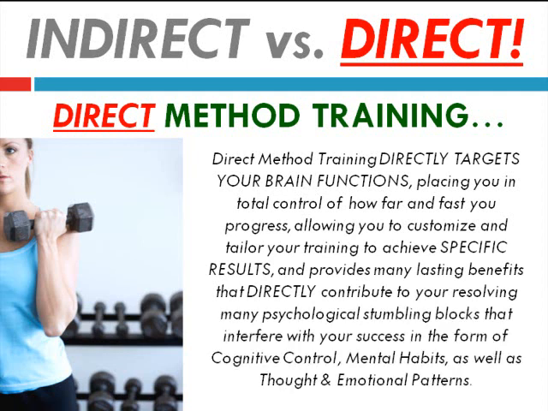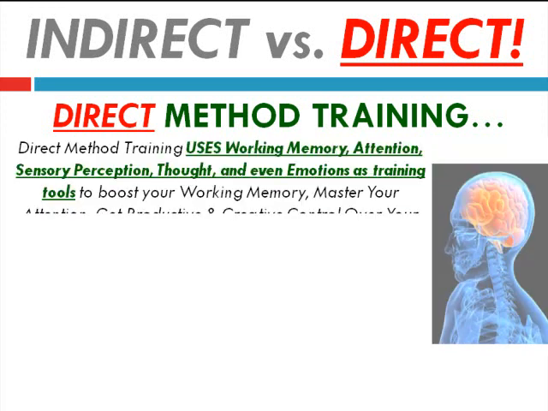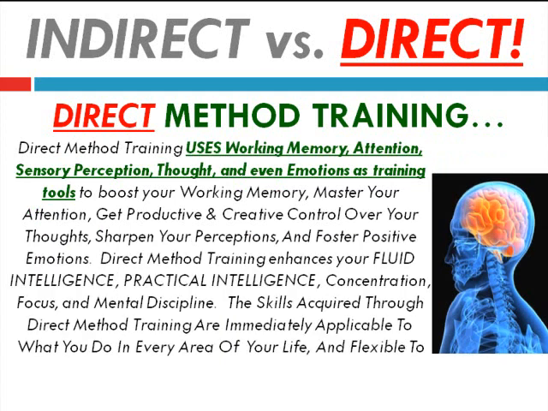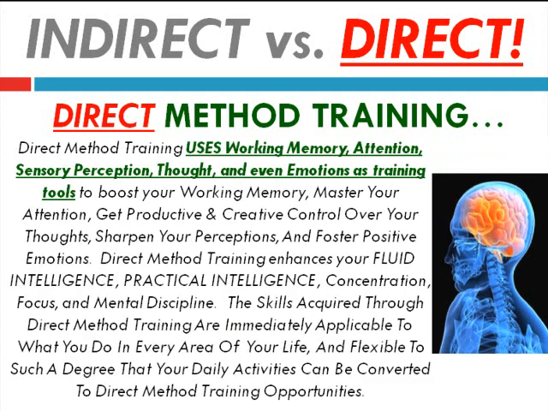Direct method cognitive training directly targets the very brain functions you need for the kind of outstanding performance necessary to extraordinary success in any area. Direct method training requires you to employ your cognitive functions without any layers of distraction between you and the challenge. In fact, you, your own brain function, is the challenge. Direct method training employs your own working memory, attention, sensory perception, power of thought, and even your own emotions as training tools to build skill and mastery with each.